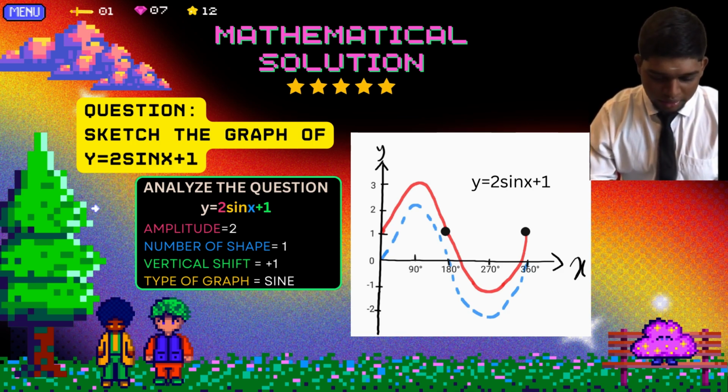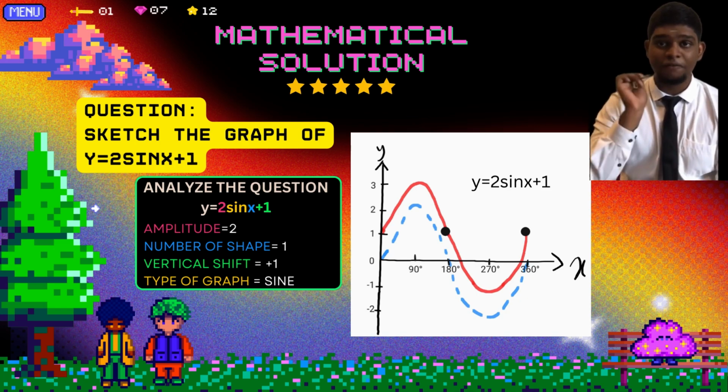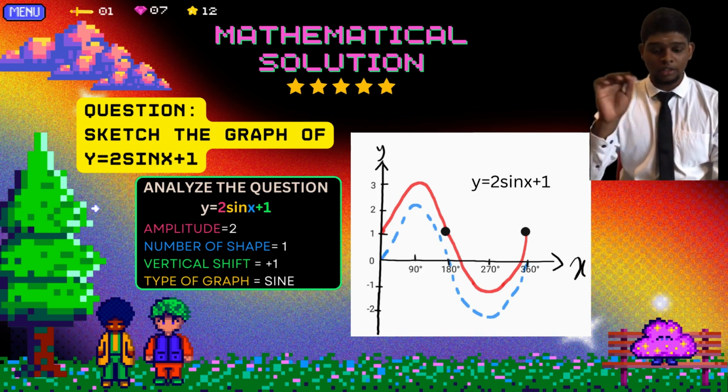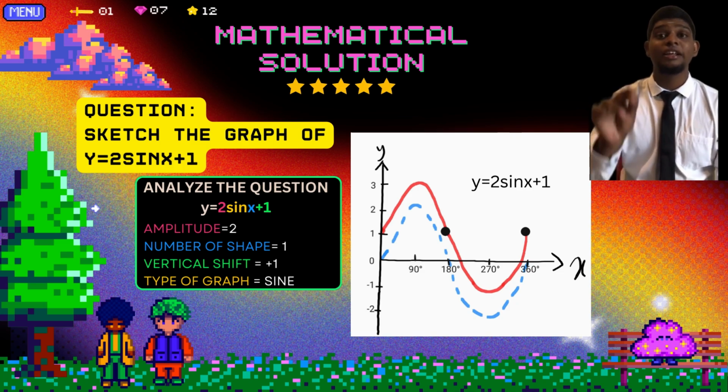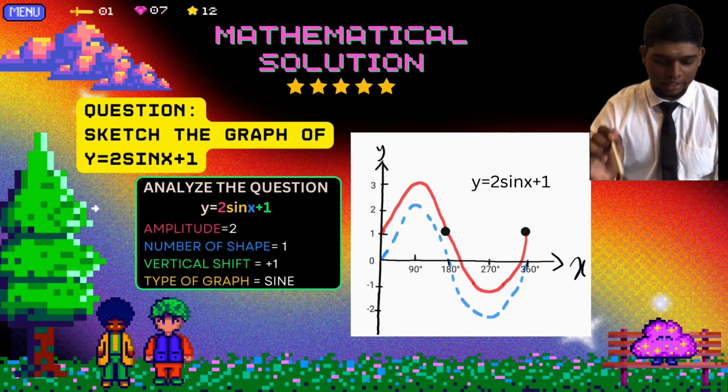If you look at the question, y equals 2 sine x plus 1, the plus 1 is the vertical shift. So if you give the answer in blue, the dotted line, that's a wrong answer. The red color is the correct answer.